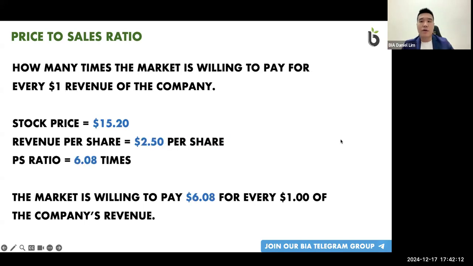Now let's go through another more complicated one. What is the price to sales ratio of this company this time? The stock price is $15.20, and when you calculate, the revenue per share is $2.50 per share. So what is the multiple? How many times are people willing to pay to own this share that is valued at $2.50? That's 6.08 times, because you take the stock price and divide by $2.50. Whenever you see a price to sales ratio of 6 or 5, it literally means, like here with 6.08 times, the market is willing to pay $6.08 for every $1 of the company's revenue. This is just what it means when it comes to price to sales ratio.